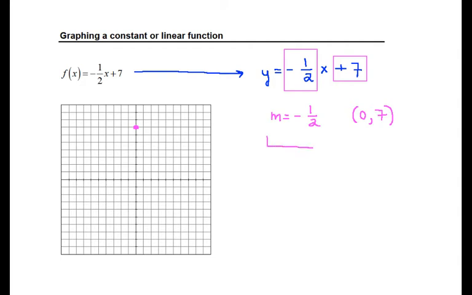To use the fact that the slope is negative 1/2, I'm going to think of this as building a staircase. The fact that the slope is negative tells me that as I go from left to right, my steps should be going down. If I were reading it backwards, the steps would go up, but as I'm reading from left to right, the steps should go down.